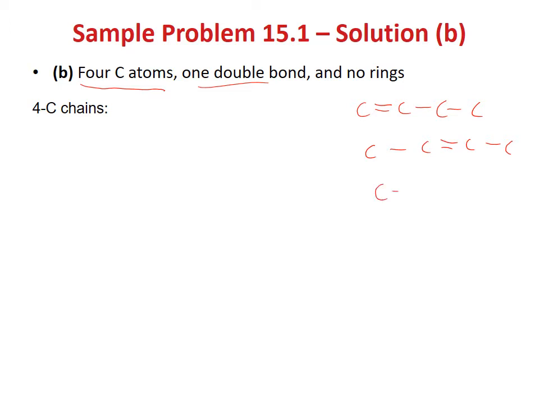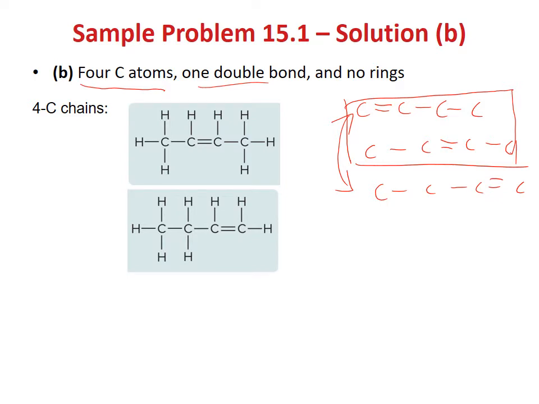Now, can we add the double bond to the third one? If we do, these 2 are the same. Again, you can rotate the molecule, and you get the same arrangement. Therefore these are the 2 possible arrangements for a 4 carbon chain with 1 double bond. And then you add hydrogens to these skeletons, and you get 2 structures.